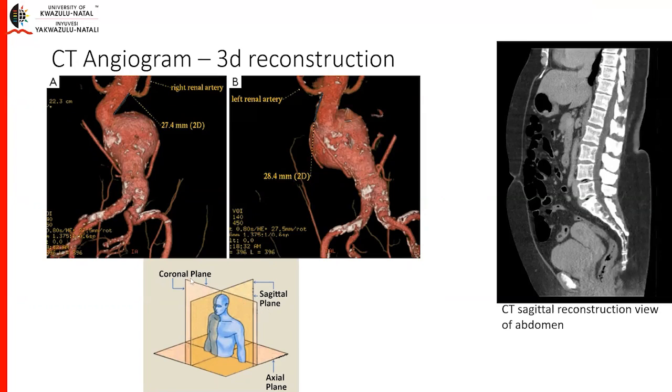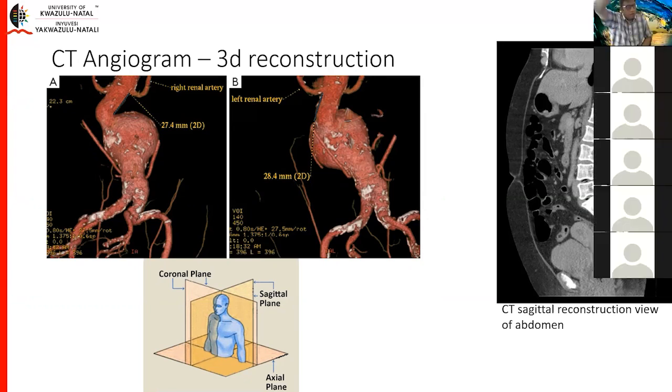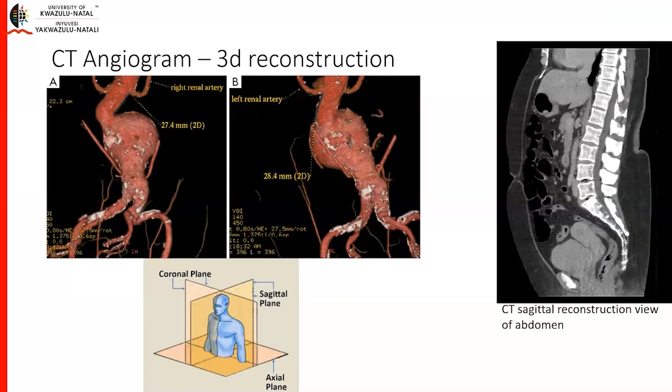So coming down, my video has gone off. Coming down like this is a coronal view, and sagittal is coming like this. Okay, and this is an example of a sagittal view where we can see the vertebral column posteriorly, right, and the anterior abdominal wall anteriorly. But then there's also other types of reconstruction with CT. Right, and CT angiogram can have 3D. This is now unrelated, but that's just an example of something that you may see.